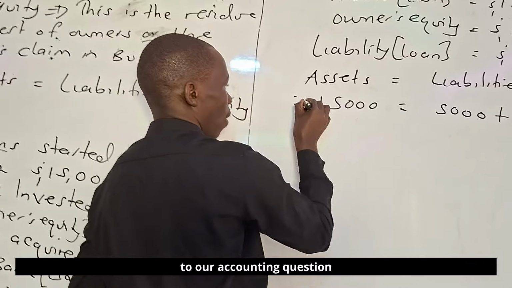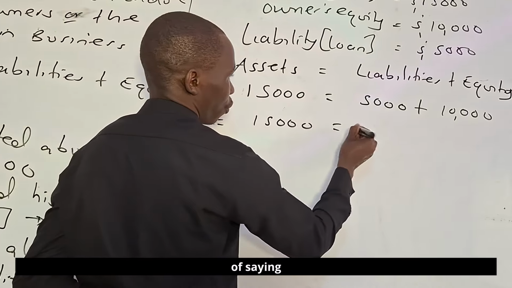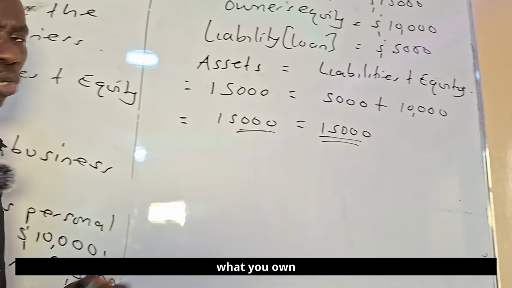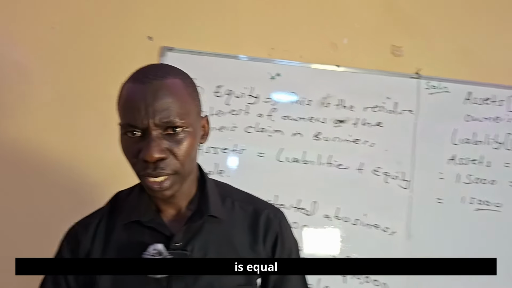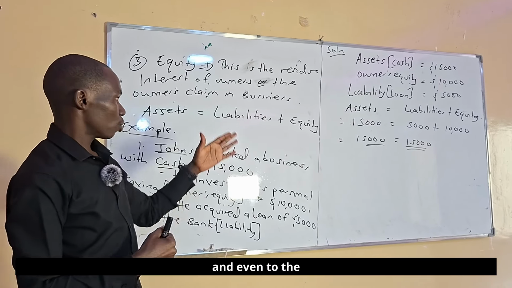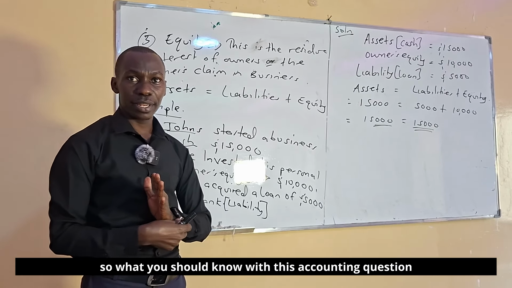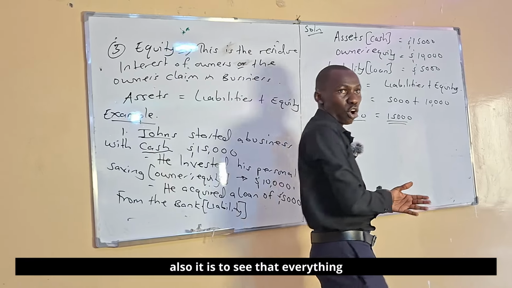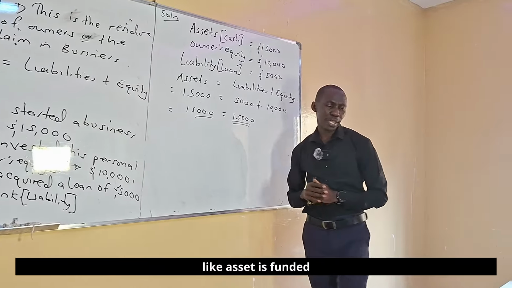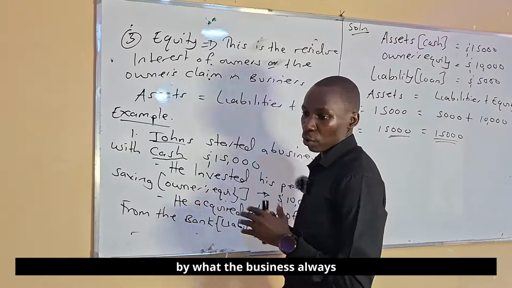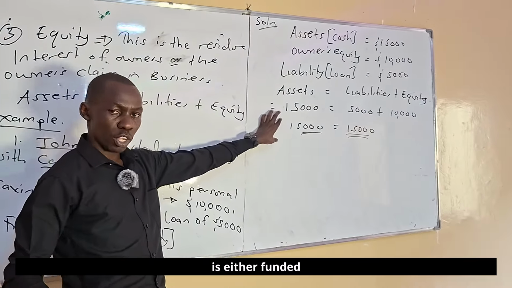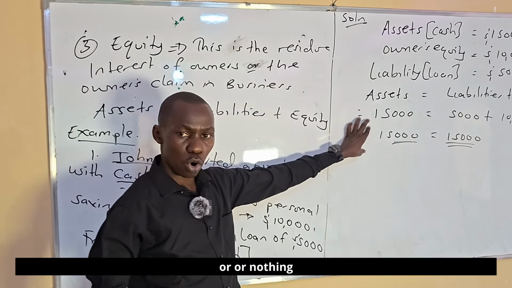Taking us to our accounting equation, saying that what you own is equal to what you owe to others and to the investors' or owners' claim. What you should know with this accounting equation is that it helps us see that everything the business owns, like assets, is funded by either the loan, that is liability, or owner's equity.